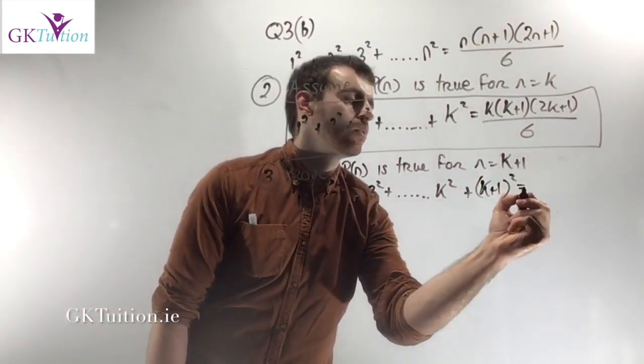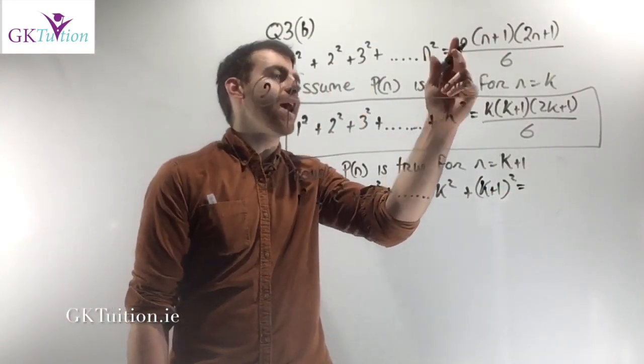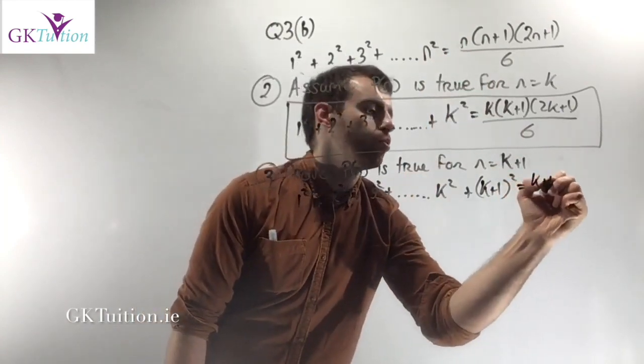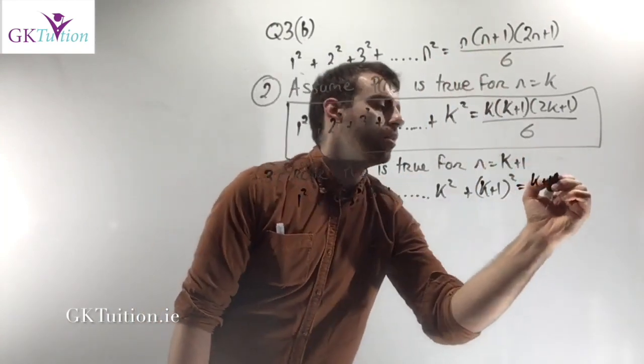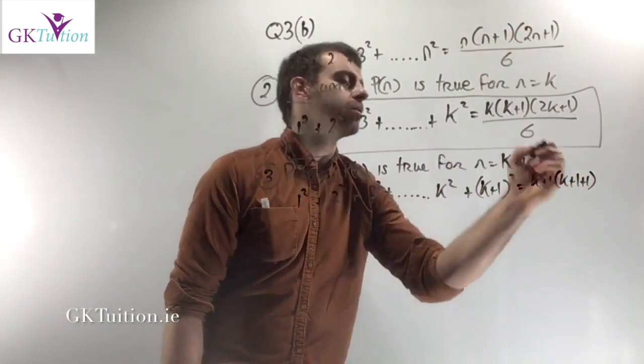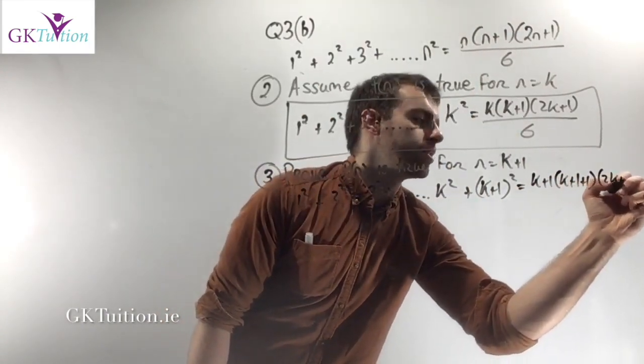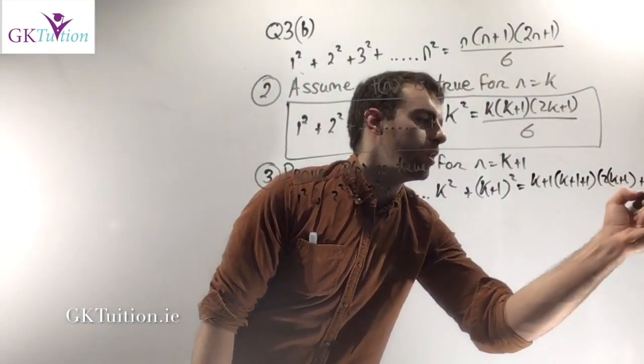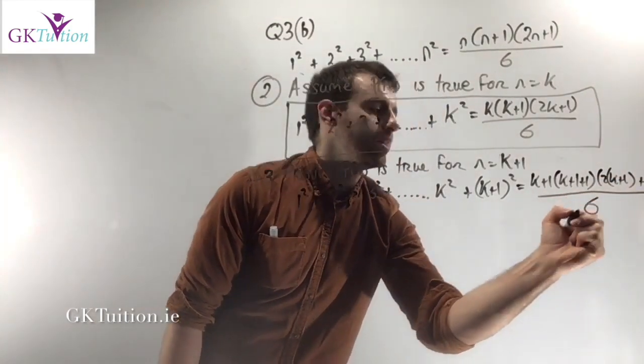The right-hand side, as always, is quite straightforward. Instead of n, I'm going to put in k plus 1. Instead of n plus 1, I'm going to put in k plus 1 plus 1. And instead of 2n plus 1, it's going to become 2 times k plus 1, plus 1. And I divide all of that by 6.